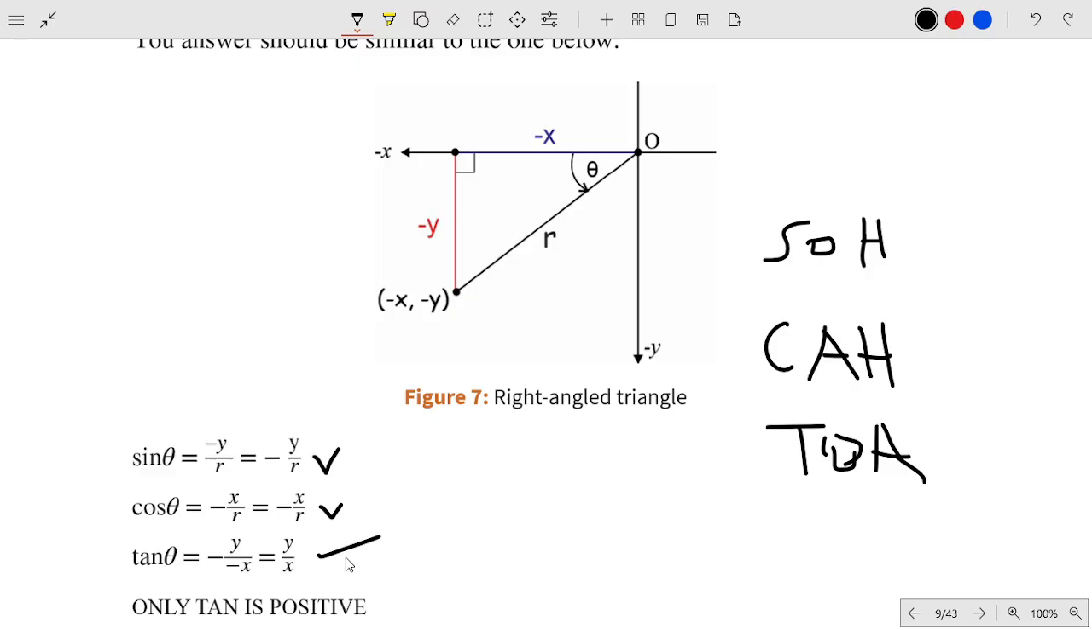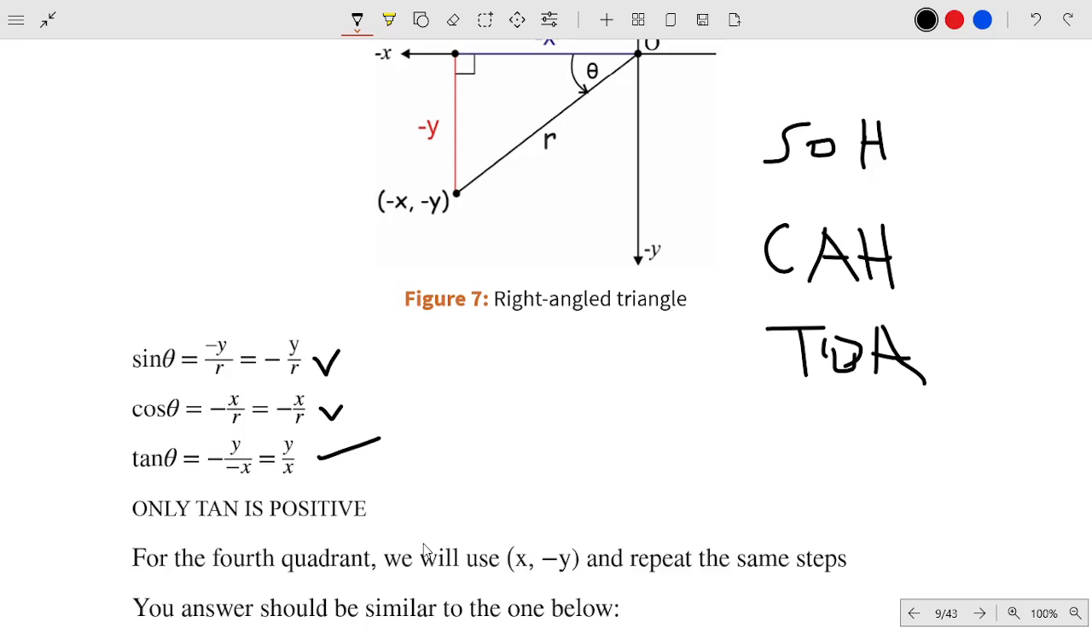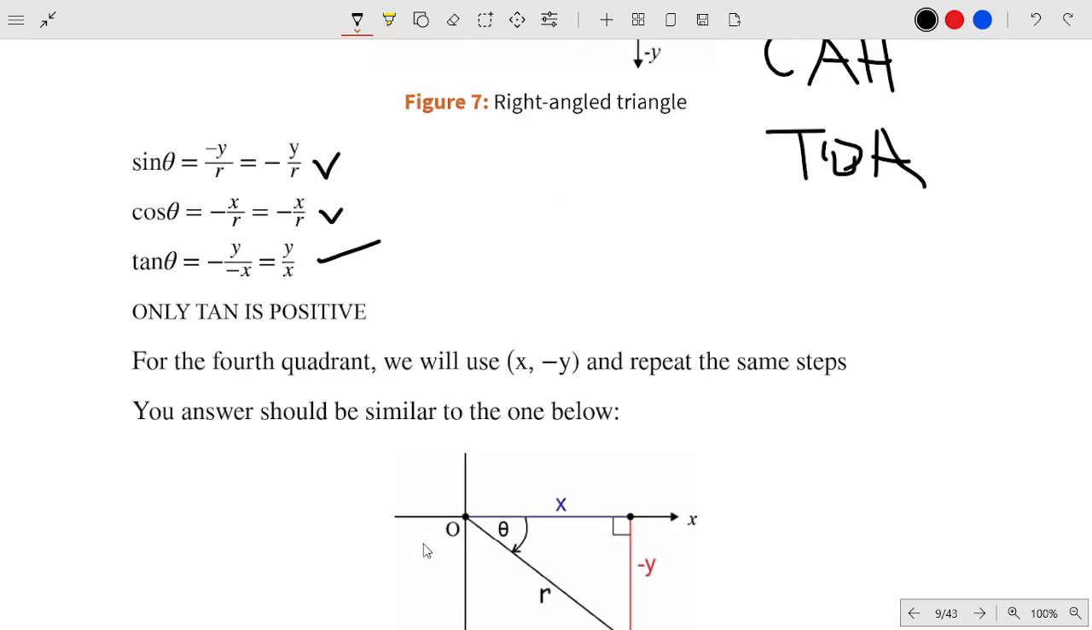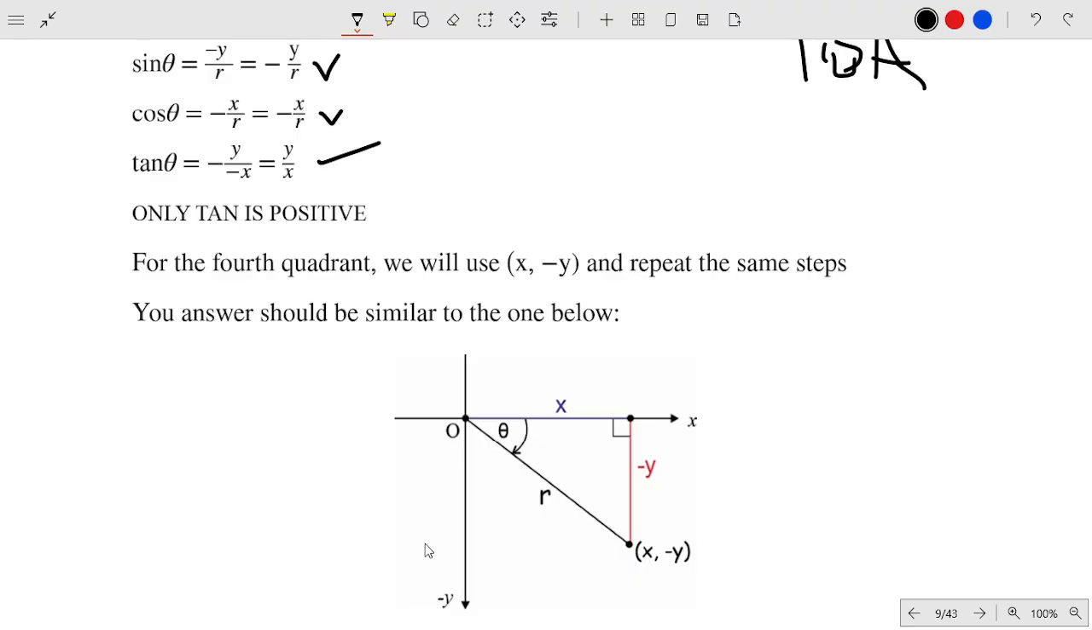So let's look at it from the first quadrant. We identified that all the trig ratios are positive. Now in the second quadrant, we have only sine being positive, and of course its reciprocal. Then in the third quadrant, we have only tan being positive, and of course its reciprocal, which is the cotangent. All right, now let's go for the fourth quadrant.